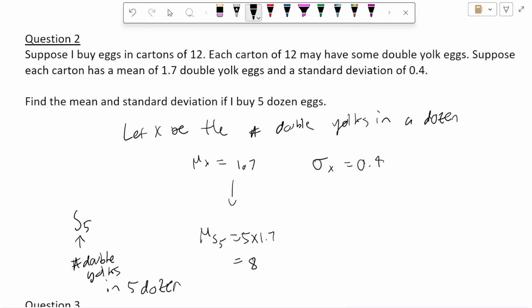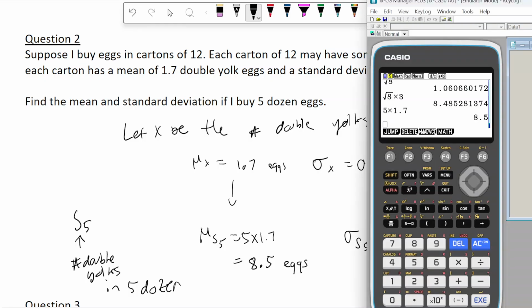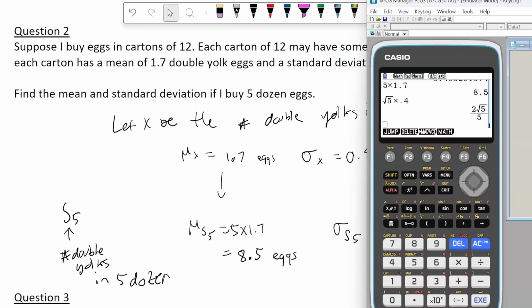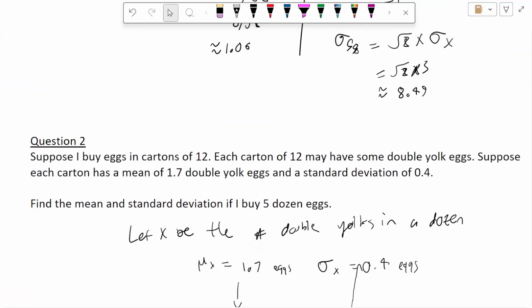You'd expect 8.5 eggs out of here to have double yolks, and these really should have units on them, same as these. Okay, now the standard deviation of S5 is root 5 times the old standard deviation. So that's root 5 times 0.4, and we can work out what that is. So what we get is 0.894.